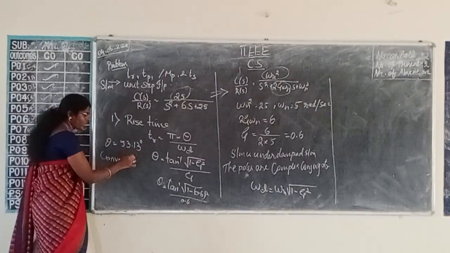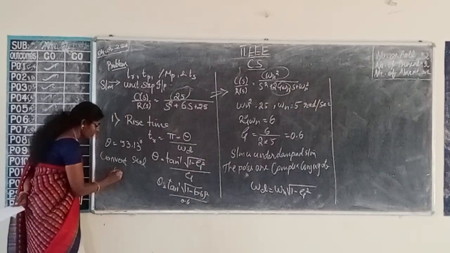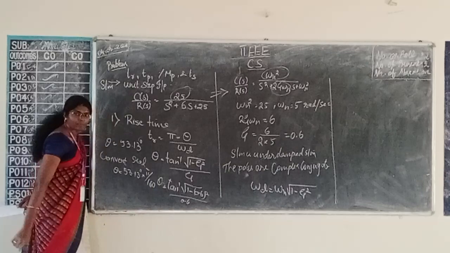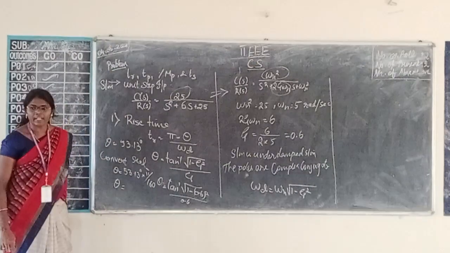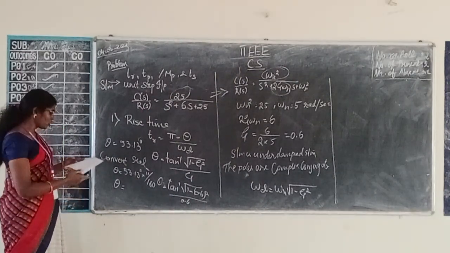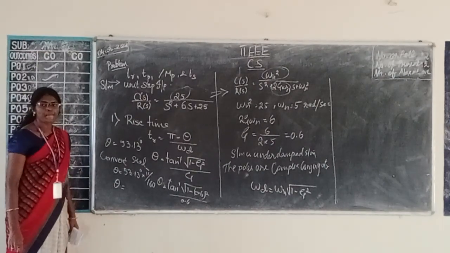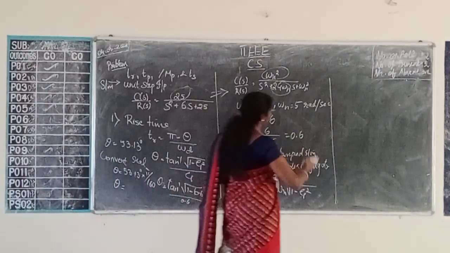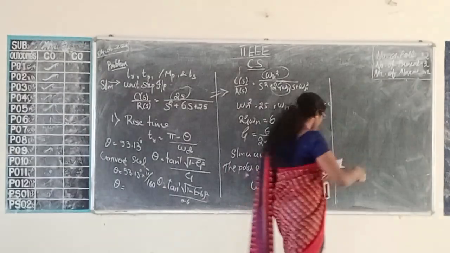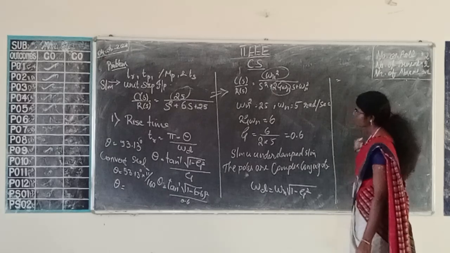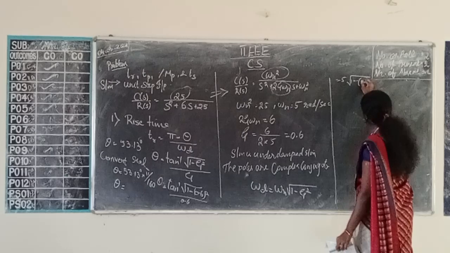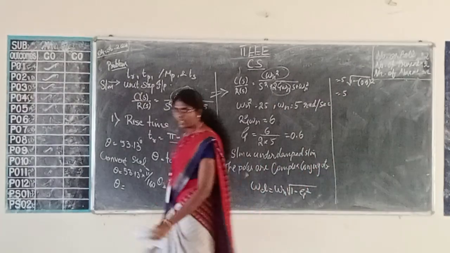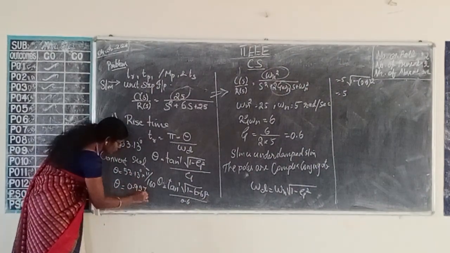53.1 degrees. So we have to convert it into radians. To convert into radians, we multiply it by pi by 180. Now tell me theta in terms of radians: 53.13 into pi by 180. What is it? 0.927. So theta is equal to 0.927 radian.